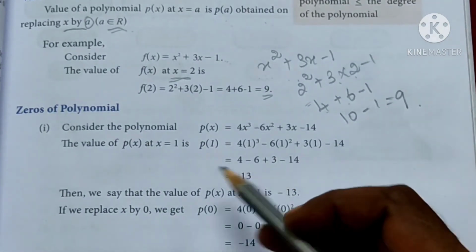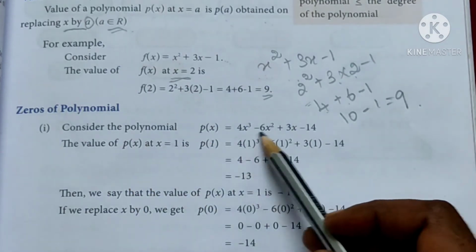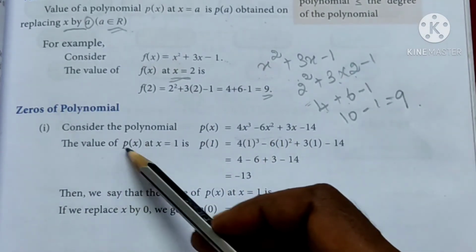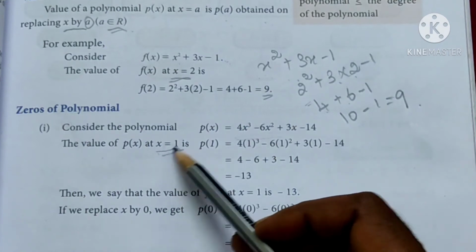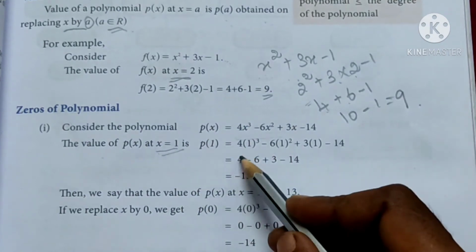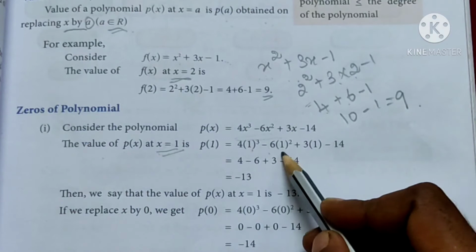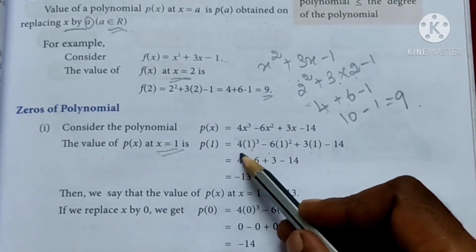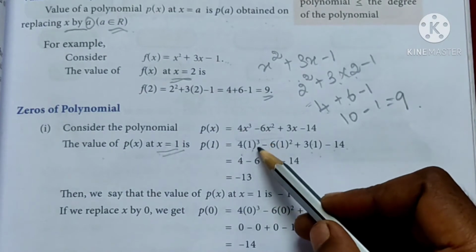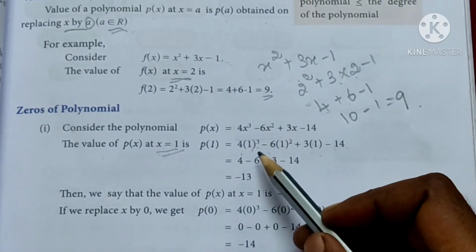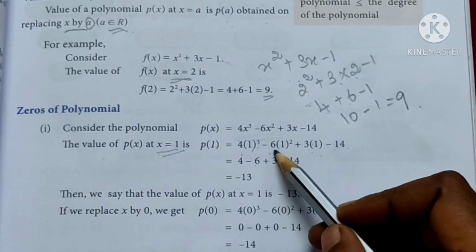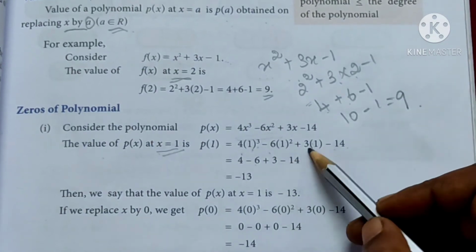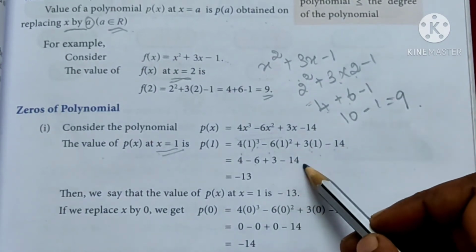Okay, then zeros of the polynomial. Consider the polynomial p of x. Now the value of p of x at x equal to 1: in place of x you substitute 1. So 4 into 1 cube minus 6 into 1 square plus 3 into 1 minus 14. 4 into 1 cube is 1 into 1 into 1, we get 1 only. So 4 minus 6 into 1 square is 6, plus 3 into 1 is 3, minus 14.